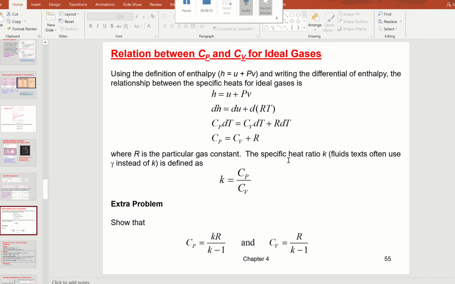All right, so another small concept is called k. k is the specific heat ratio. Basically, it's Cp over Cv. So k is always going to be greater than 1, considering Cp is greater than Cv. Therefore, k is going to be greater than 1, right? So that's all the concepts for specific heat.